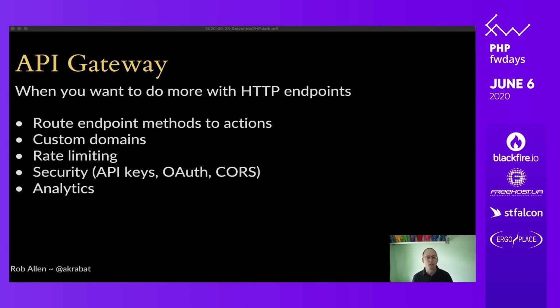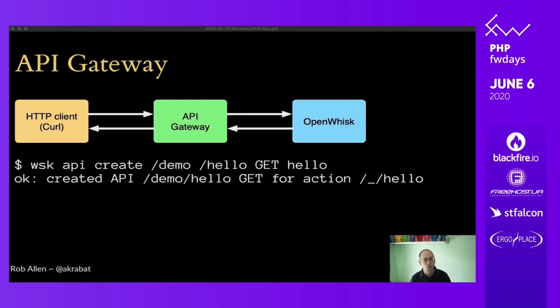Again, all the platforms have got their own API gateways. It doesn't matter which one you're using, they've all got one that looks vaguely similar. It enables you to do more with your endpoint. You can route different methods on the same endpoint to different actions, which is incredibly powerful. We can have custom domains. We can rate limit. We can have security with OAuth, CORS, API keys, whatever. We can do analytics and stuff like that, all done by this component called the API gateway, which sits between us and our OpenWhisk or our serverless system.